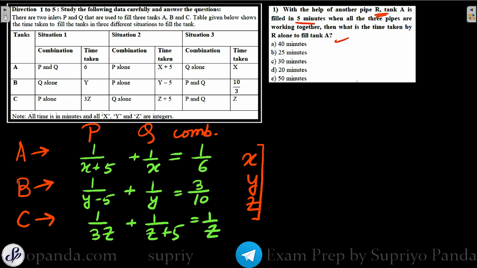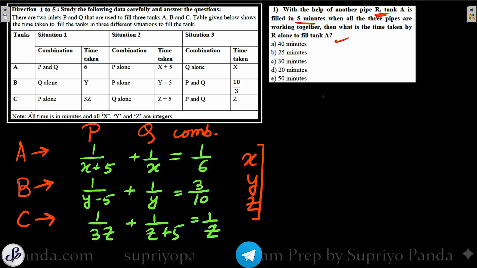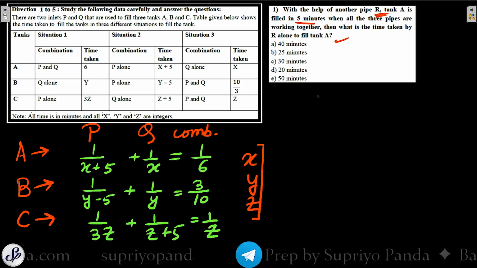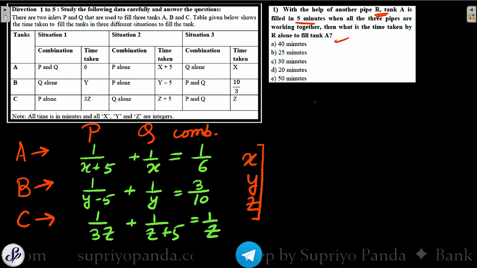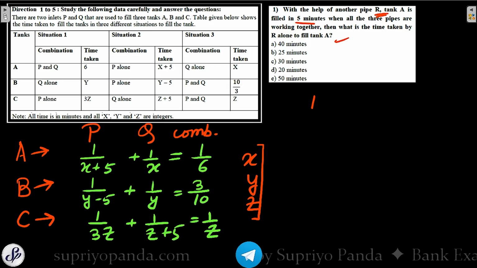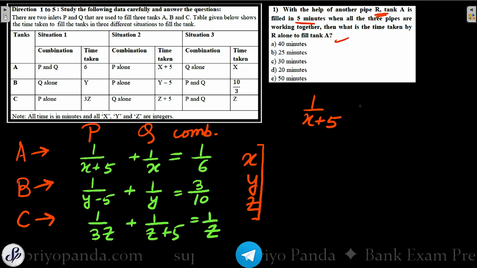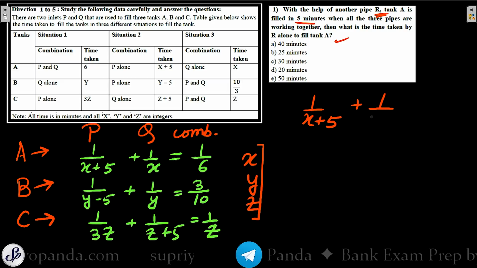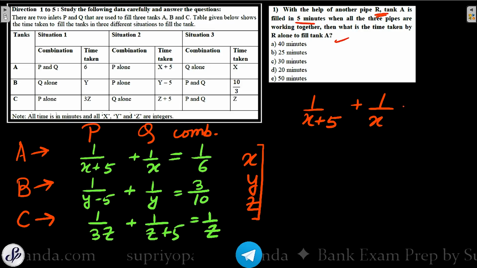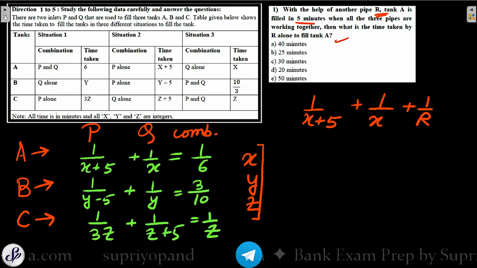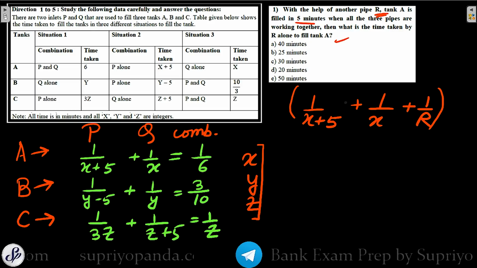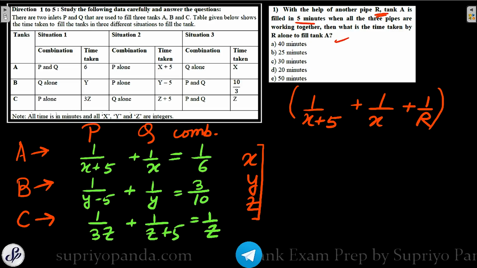So how can we represent it? It's saying that there is another pipe R. Let's consider that the time it takes is R minutes. We already know that 1 by (x plus 5) minutes is the time taken for P. Then for Q, we know 1 by x, and then we have the pipe R, so 1 by R. All these three things summed together, it is said that it's filled in 5 minutes.